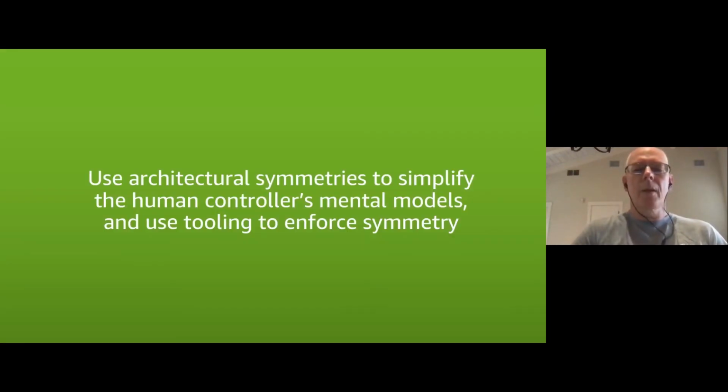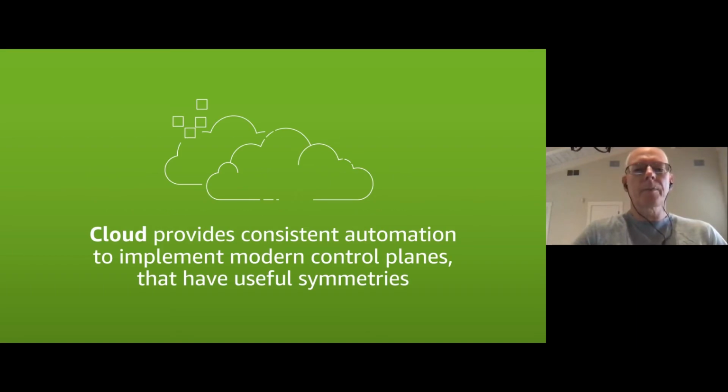And so how can we deal with this? How can we make that better? One way to simplify the human model is to use patterns and symmetries. Symmetrical patterns are easier to understand, right? The more simple the pattern, the better. And that means that you can get your head around what's going on because you understand it more easily. And then use tooling to enforce that symmetry.